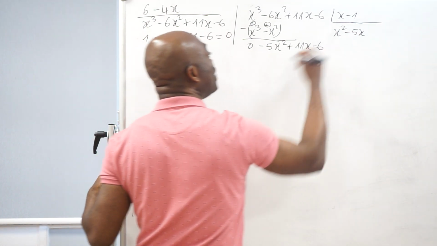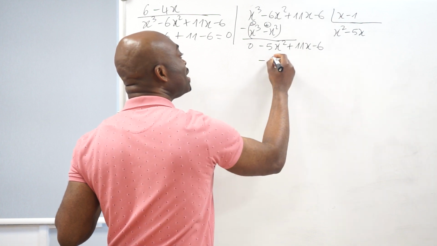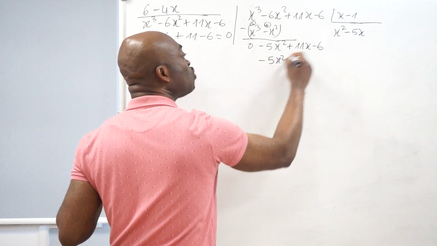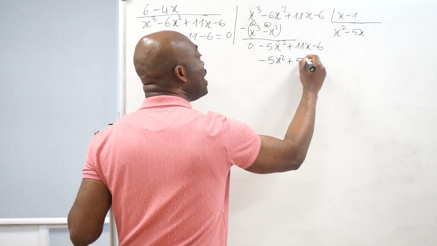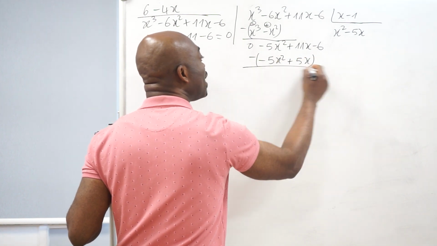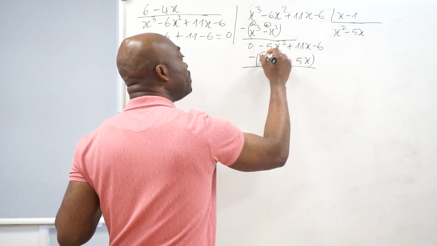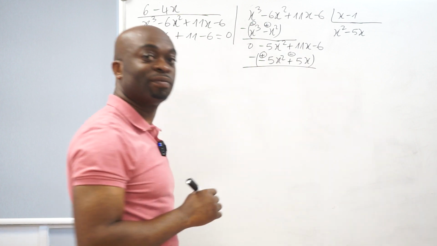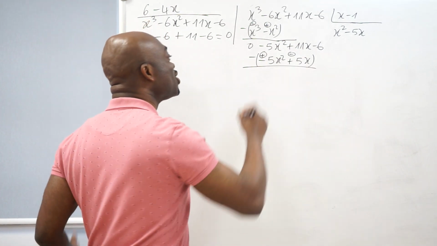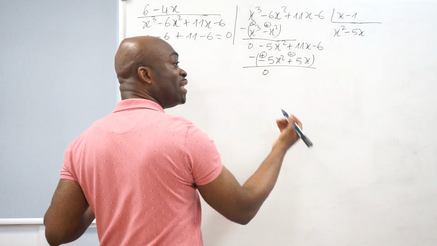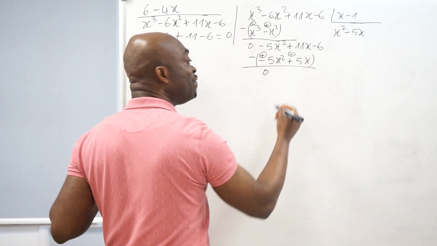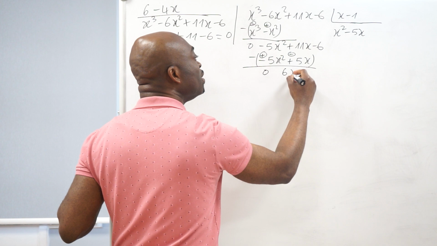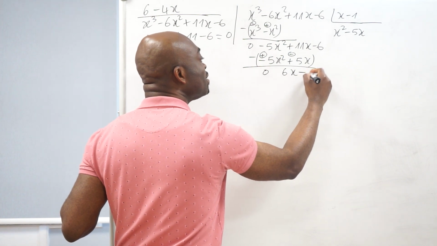So negative 5x times x is negative 5x squared. Negative 5x times negative 1 is plus 5x. And then you subtract. So this one becomes a positive, this one is a negative. Are we good? All right. So now this is a 0, because negative and positive of the same thing cancel. And then 11 minus 5 is going to give us what? 6x, right? So 6x minus 6.